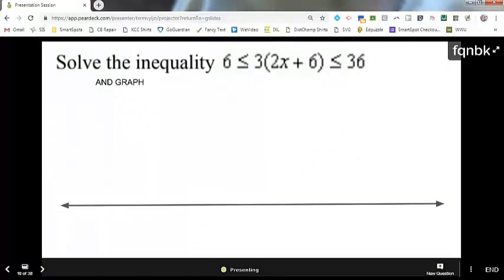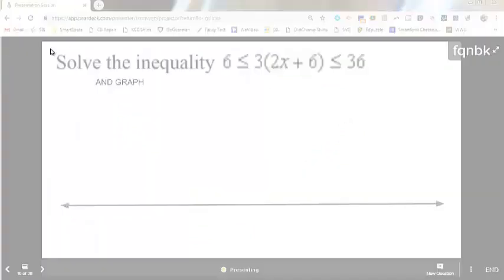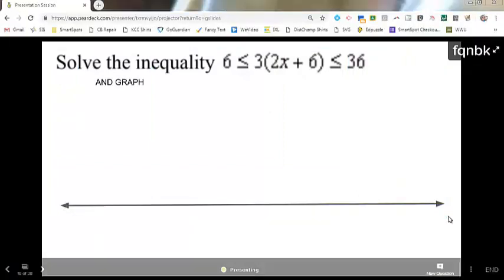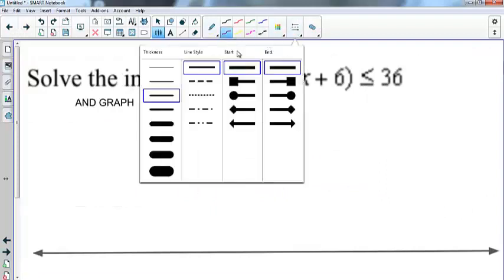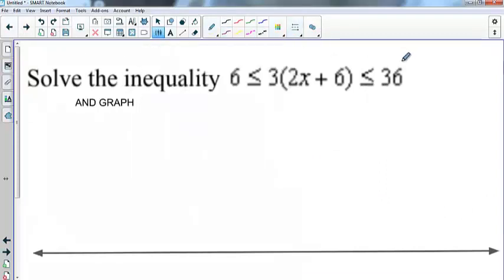On this one, solve the inequality and graph it. So first thing I want to do is solve this. To solve it, what should I do first? Distribute. Okay, so I'm going to bring down my 6 is less than or equal to 6x plus 18 is less than or equal to 36.